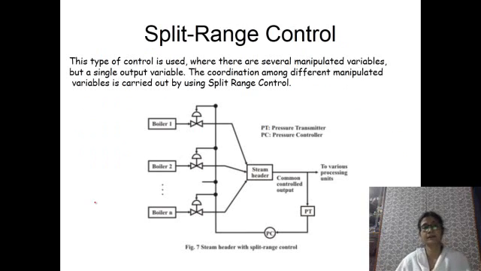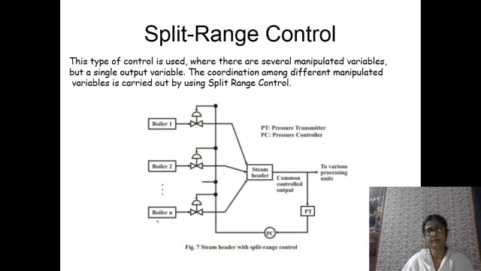Next type of special control scheme is split range control. Split range control has a single output variable but several manipulated variables. That is, the coordination among different manipulated variables is carried out by using split range control.